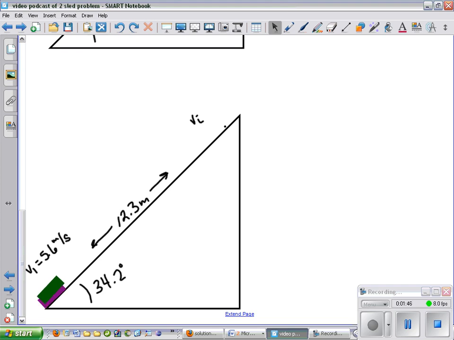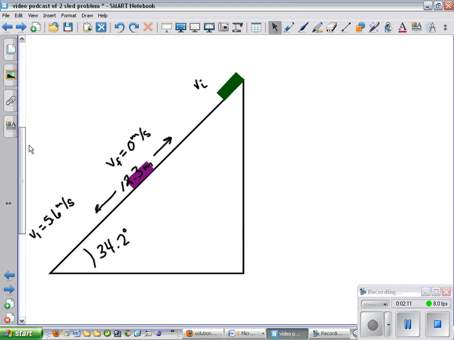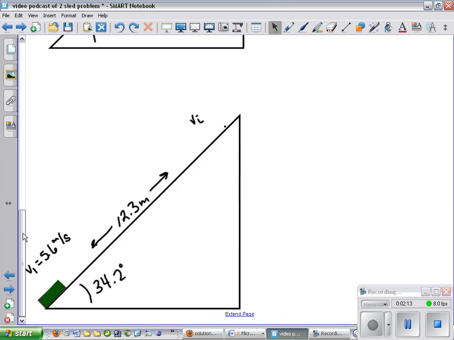The purple block is under the green block. The initial velocity of the purple block was 5.15. The initial velocity of this one we don't know. The purple block went up, came back down, and landed under the other. So we have three times. Time equals 0, up here the middle time equals t1, and the end time equals t2.